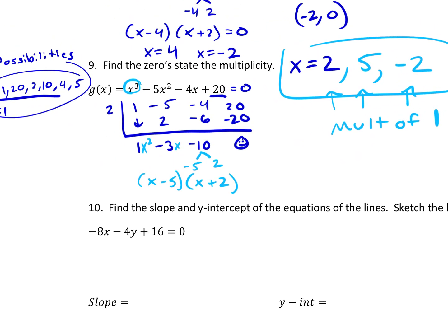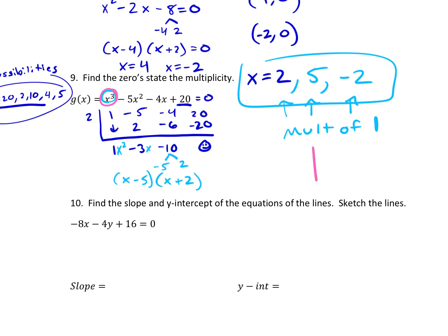Just one more thing to practice here. If this asked us to graph it, we know that our x-intercepts are going to be 2, -2, and 5. So I would put a point at 2, a point at 5, and a point at -2. This is where I cross the x-axis.